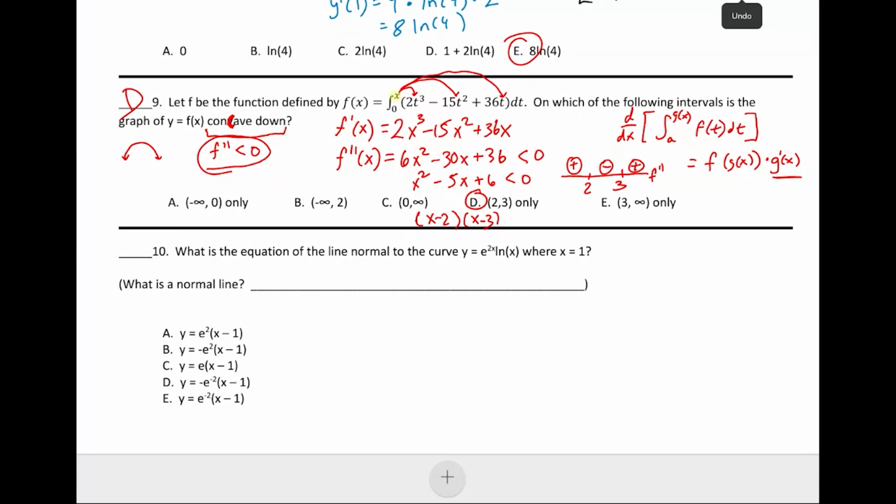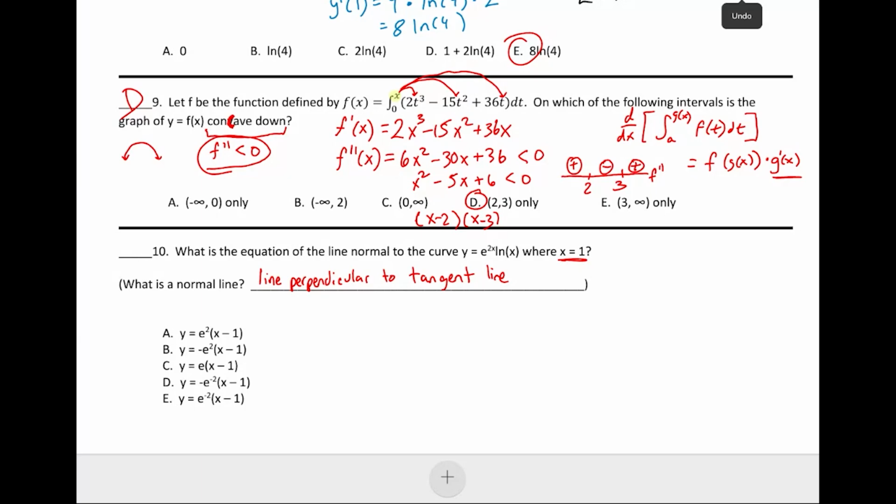Number 10 says, what is the equation of the line normal to the curve e to the 2x times natural log of x, where x equals 1? Okay, so first of all, what is a normal line? A normal line is the line perpendicular to the tangent line, specifically where x equals 1. So what we're actually going to do is find the slope of the curve when x equals 1, and then negate it and reciprocate it to get that perpendicular slope.